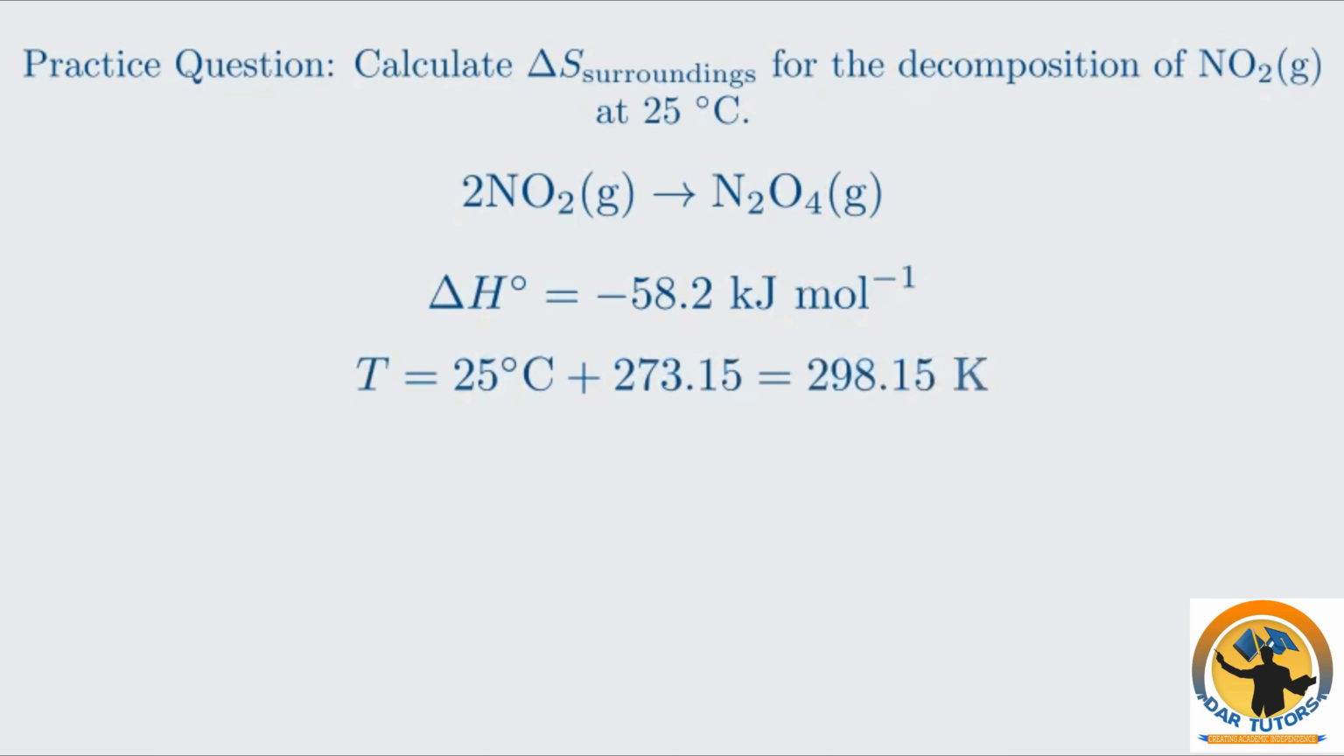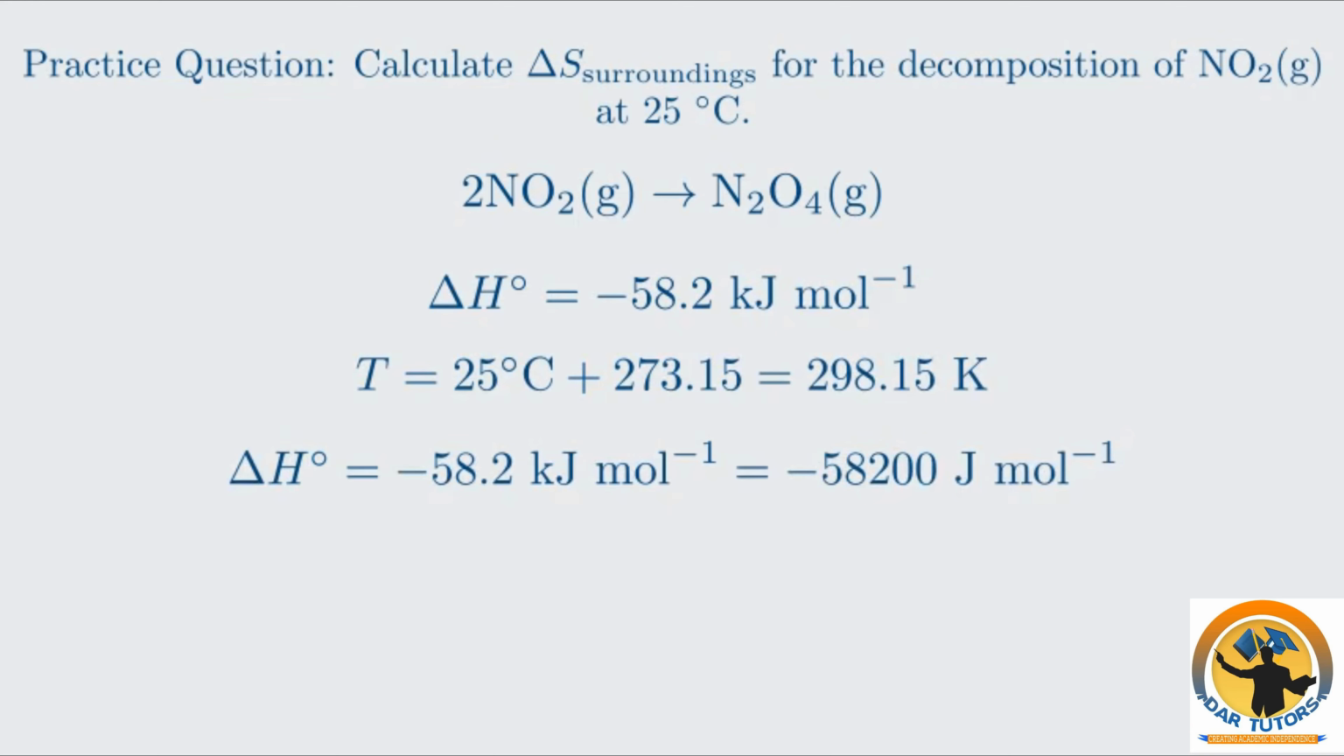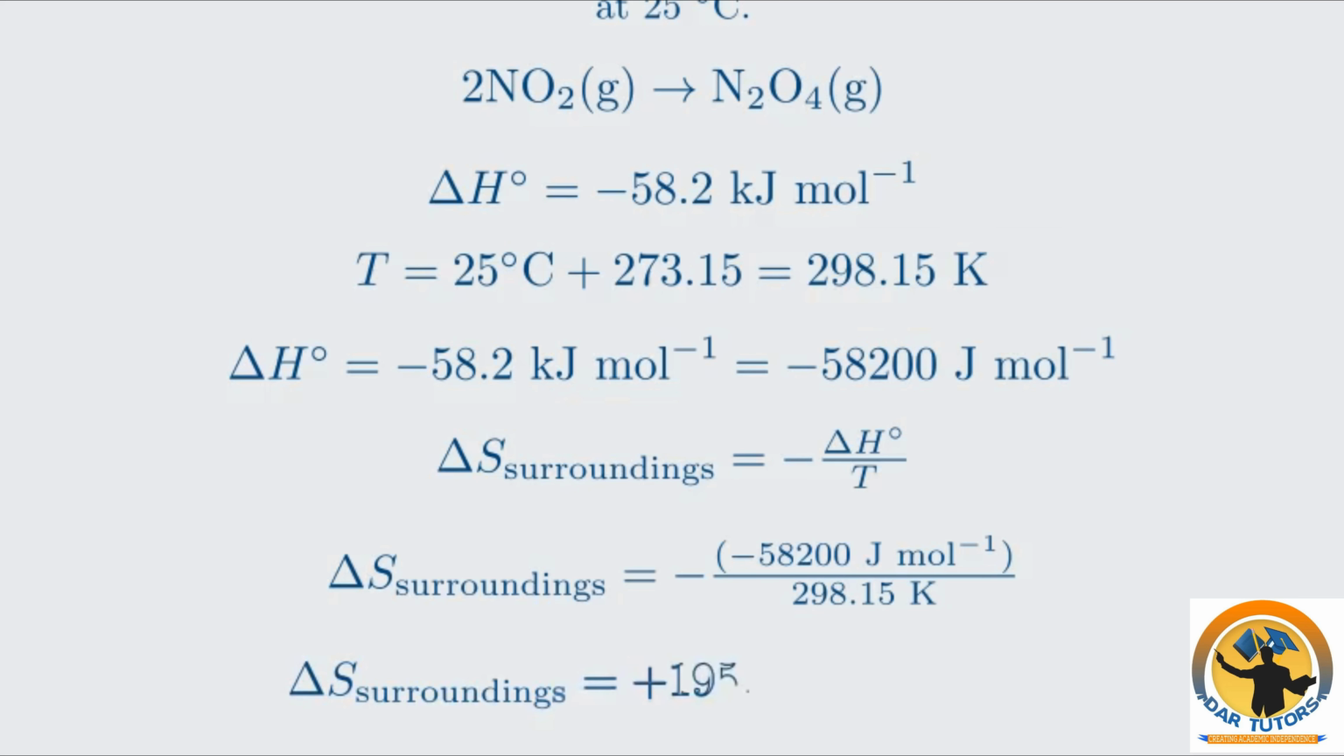First, we convert the temperature to Kelvin. 25 degrees Celsius plus 273.15 gives 298.15 Kelvin. Next, we convert the enthalpy change to joules per mole by multiplying by 1,000, giving negative 58,200 J/mol. Now we can use our formula. ΔS surroundings equals the negative of ΔH divided by T. This gives us positive 195.2 J K⁻¹ mol⁻¹. Notice that because the reaction is exothermic, it releases heat, which increases the entropy of the surroundings.